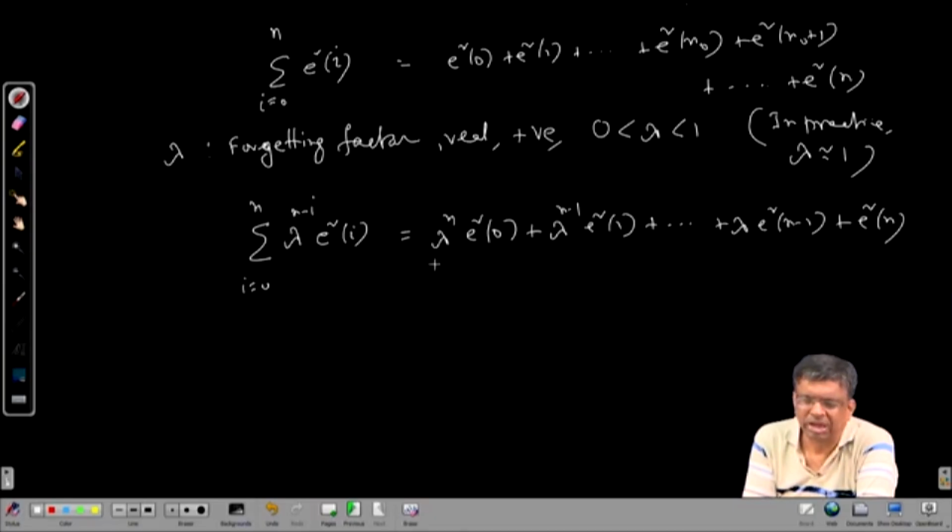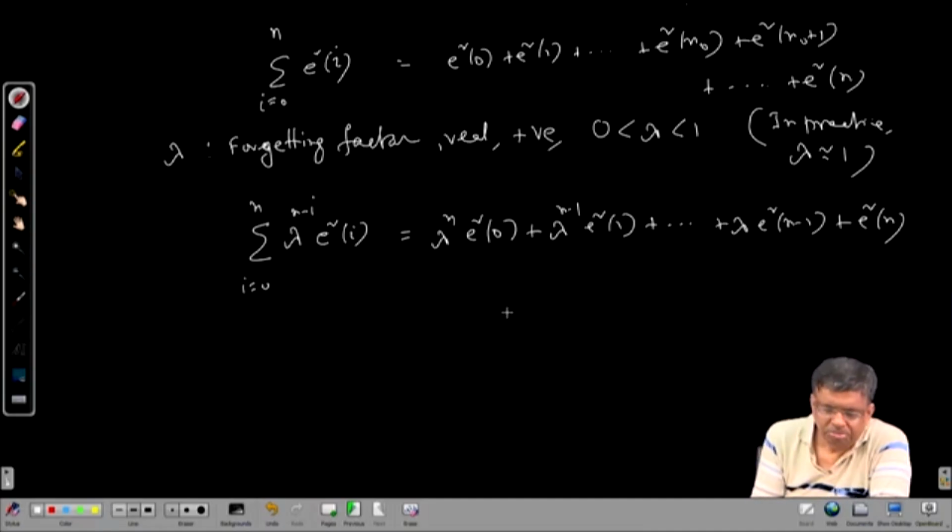So, suppose lambda to the power 10 is much less, almost 0. That is why this arrangement will help us forget the contribution from the remote past, and allow us to concentrate on the recent. Okay.